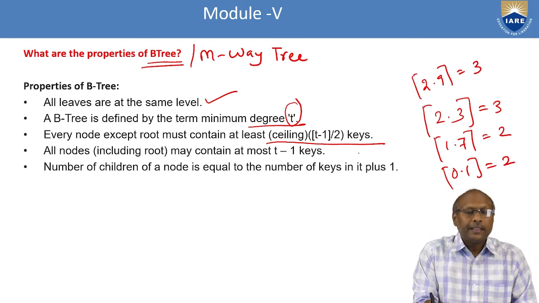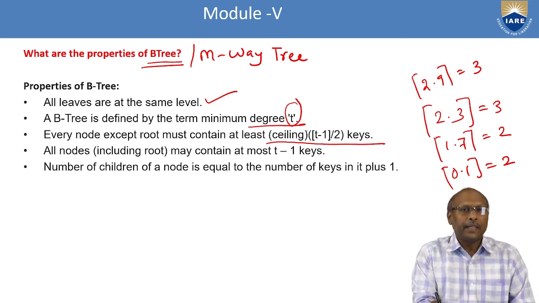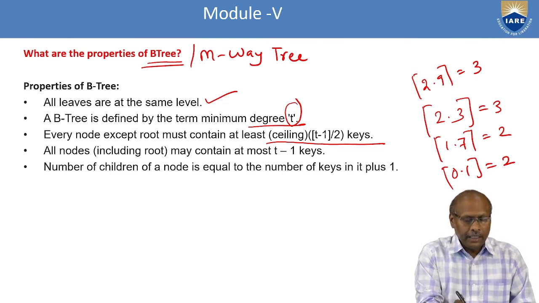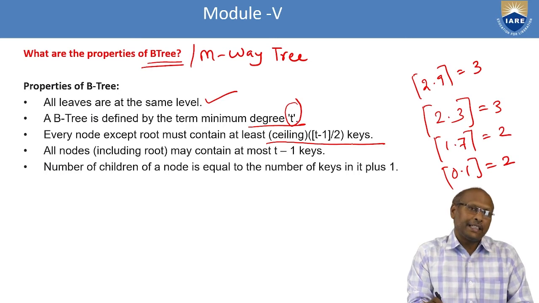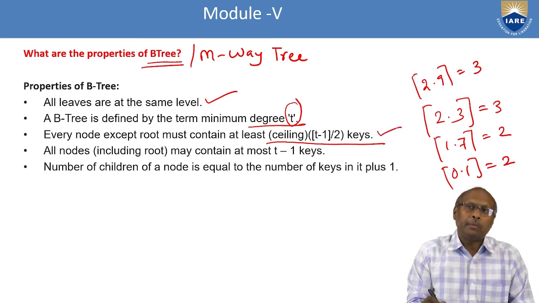So, if you know the degree, then you can find at least how many keys will be there in a B tree in every node. Answer is ceiling of (T minus 1) by 2 keys. T is the minimum degree. So T is given, then except the root, every node will have at least this many keys. So this point also remember.